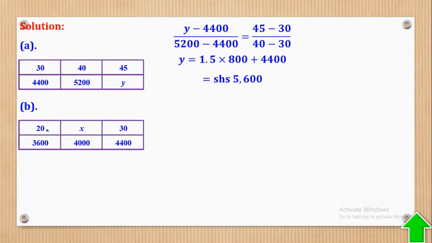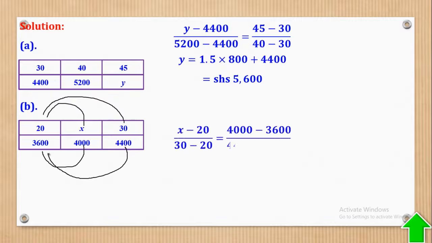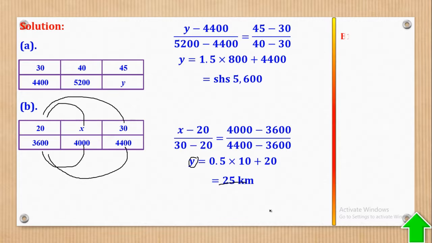So next we shall see that this and this, it is this one which is smaller, so the ratio will be x minus 20 divided by 30 minus 20 is equal to 4,000 minus 3,600 divided by 4,400 minus 3,600. So when you do that, you shall come up with that. And this value should be x. So when I make x the subject, x will be 25 kilometers. So put x here. So basically that's what they wanted.